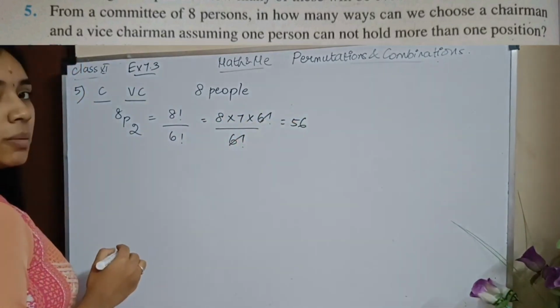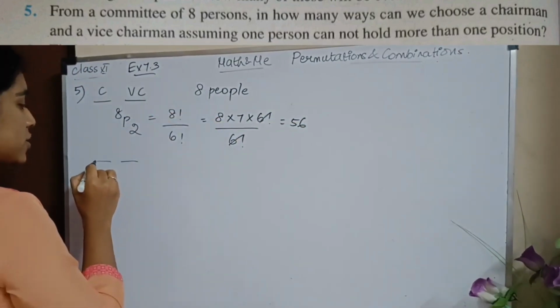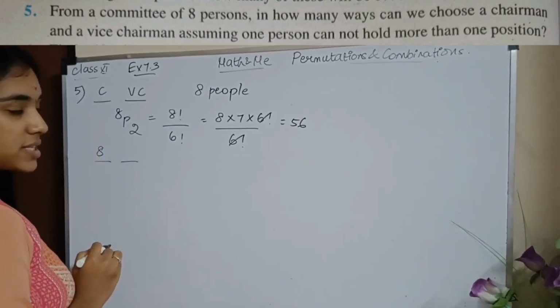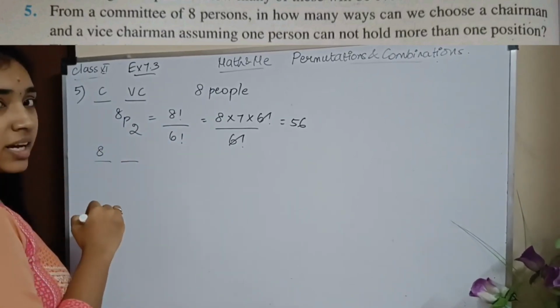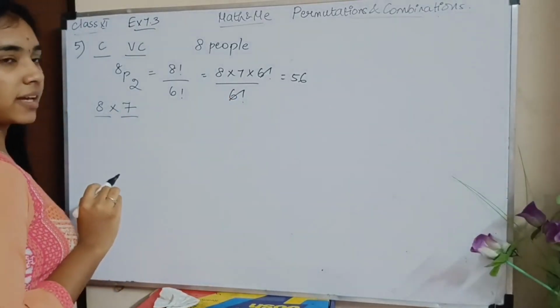The normal way, I need 2 places. I have 8 elements in total. So for the first position, chairman, I have 8 people, 8 choices. Once one person is chairman, I have 7 more people for vice chairman. So it will be 8 times 7, which is 56 again. Okay.